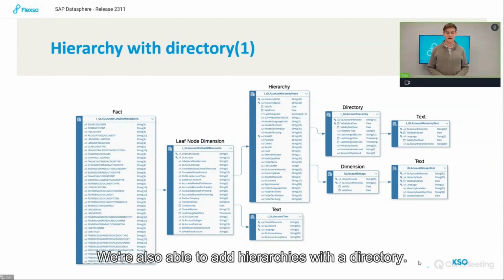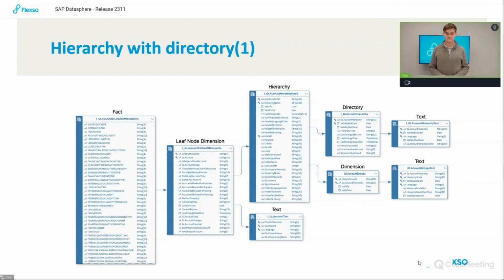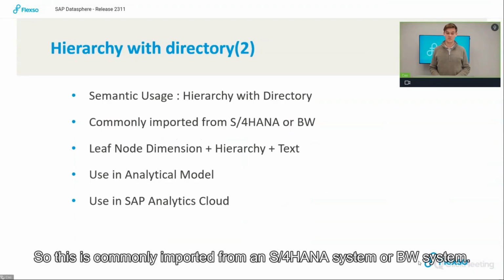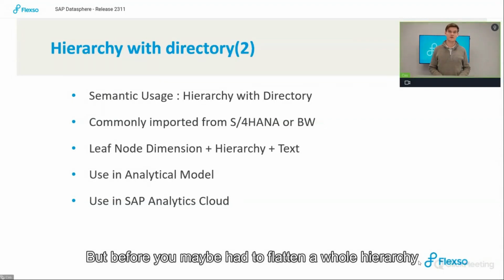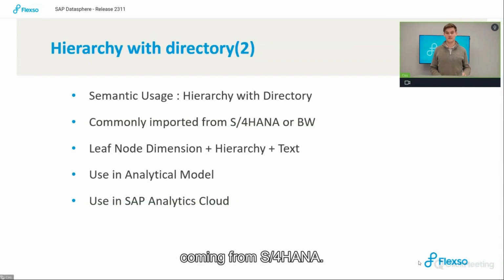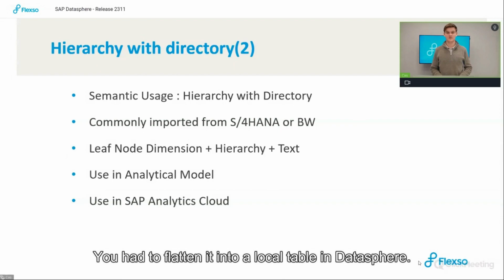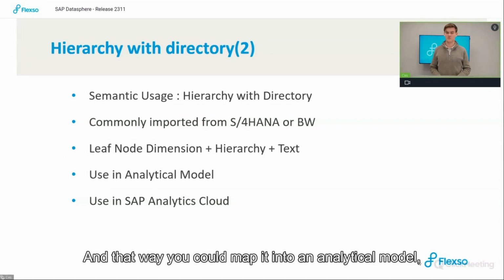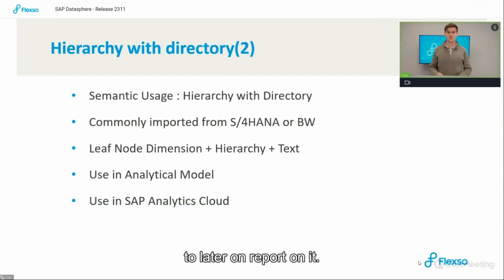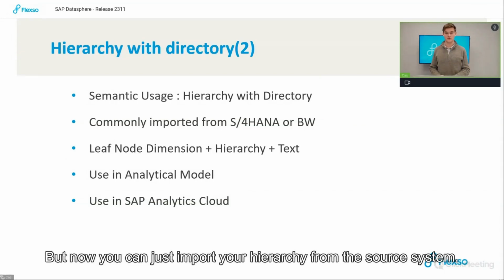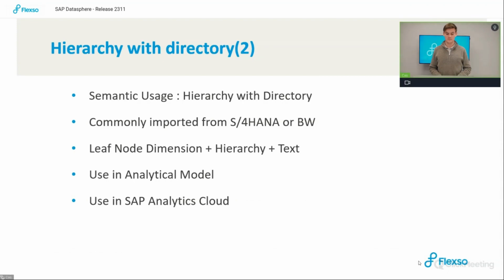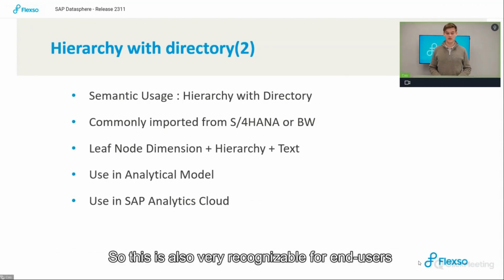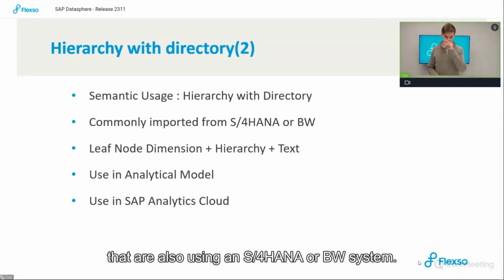We're also able to add hierarchies with a directory. This is commonly imported from an S4HANA system or BW system. But before, you maybe had to flatten a whole hierarchy coming from S4HANA into a local table in Datasphere. And that way you could map it into an analytical model to later on report on. But now you can just import your hierarchy from the source system. So this is also very recognizable for end users that are also using the S4HANA or BW system.